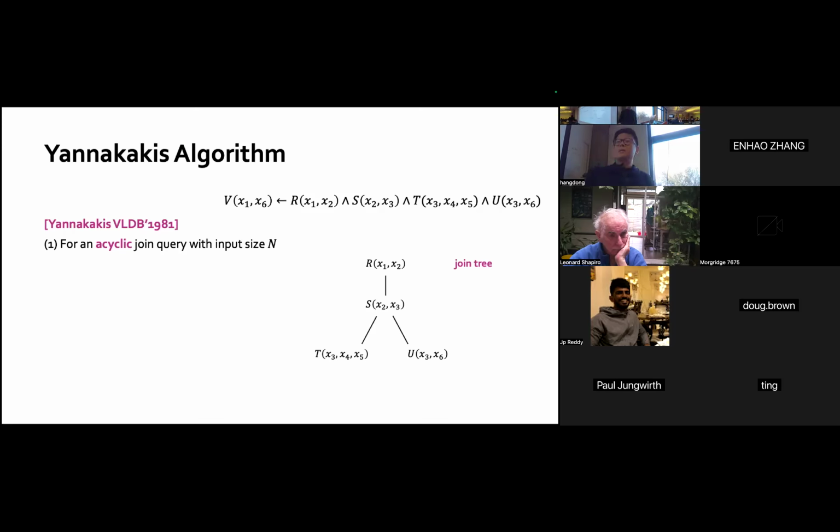It says the following. By the way, I'm using the notation of conjunctive queries. Again, it's kind of database theory-ish, but think of it as a four-table join of tables R, S, T, and U, and they join on some attributes. For example, tables R and S join on X2 as the attribute. And the left-hand side is your output. I'm using V for view, and you want the columns X1 and X6 out of this.